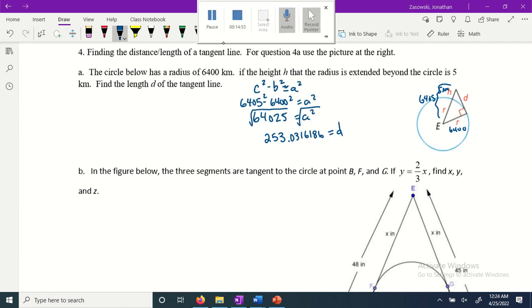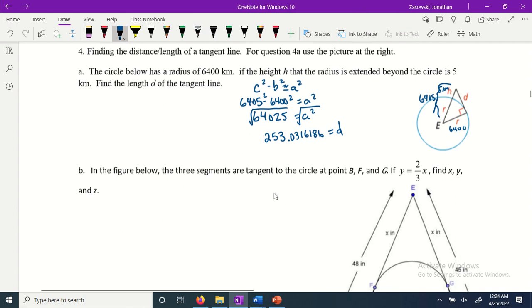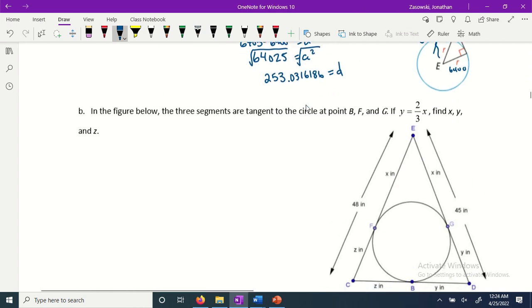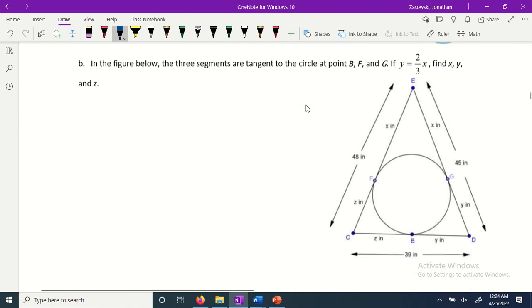Okay, so starting with our c squared minus b squared formula, since our hypotenuse is 6,405, minus 6,400 squared, and then subtract. We get 64,025. Take the square root. It comes out to about 253.031618.